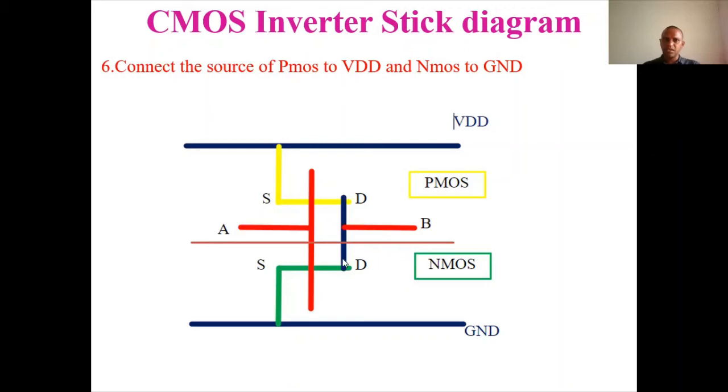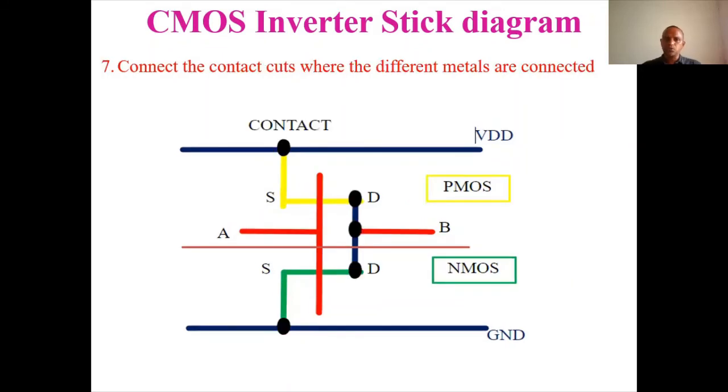This drain and this metal we have to connect, so I have to use a contact cut. This metal and polysilicon I also have to connect, so I have to use another contact cut. Like that, we are going to represent in 5 places the contact cut to establish the electrical connection between the two materials or two layers. So here one contact, here one contact, here one contact, like that 5 contacts we have used, so that almost we are done.